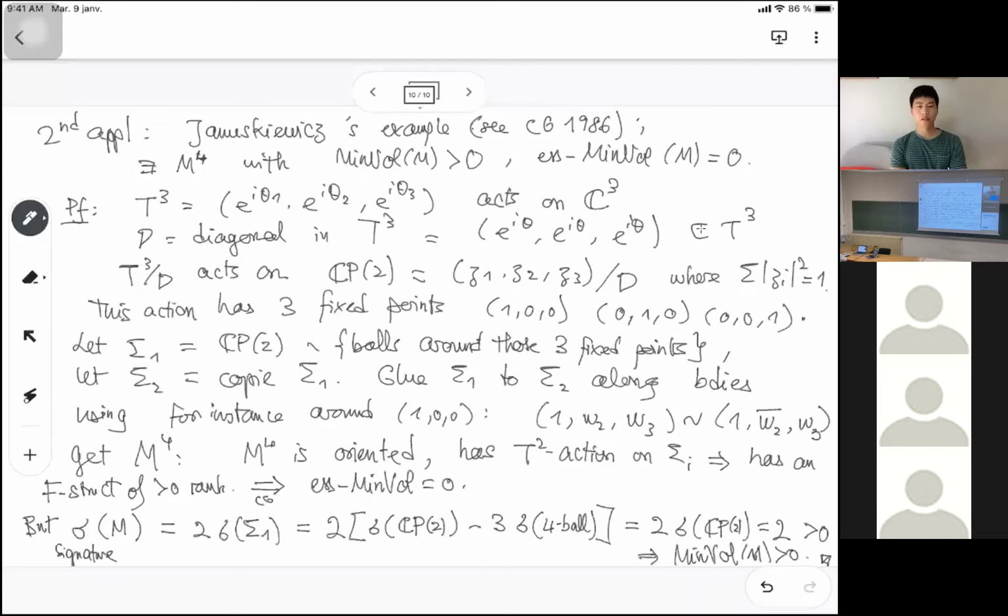Remember that since the signature can be expressed as an integral of a polynomial in the curvature, that means that the minimum volume is lower bounded essentially by the signature, right? So that's why the minimum volume is not 0. The volume cannot go to 0. On the other hand, it has an F structure. In particular, its Euler characteristic is 0, and it has 0 essential minimum volume.